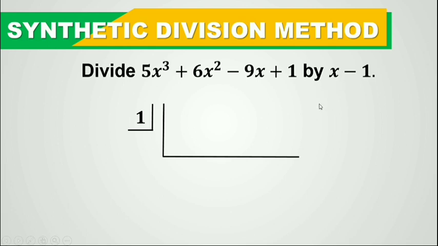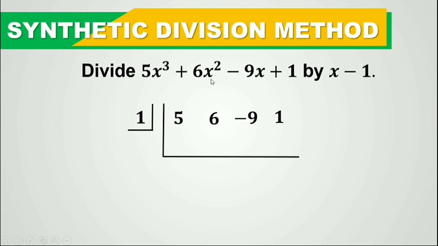And then we're going to write the numerical coefficients of the dividend in this part. So 5, 6, negative 9, and then 1. And you have to consider the sign. If this is positive, then positive. Since this is negative, then negative.